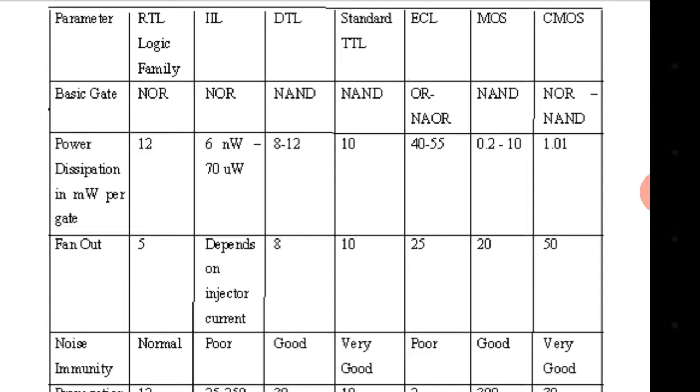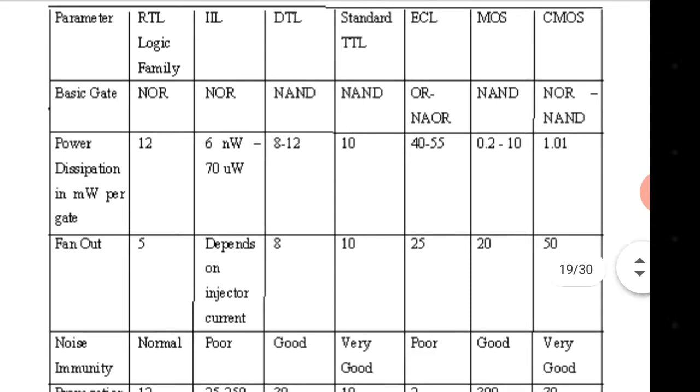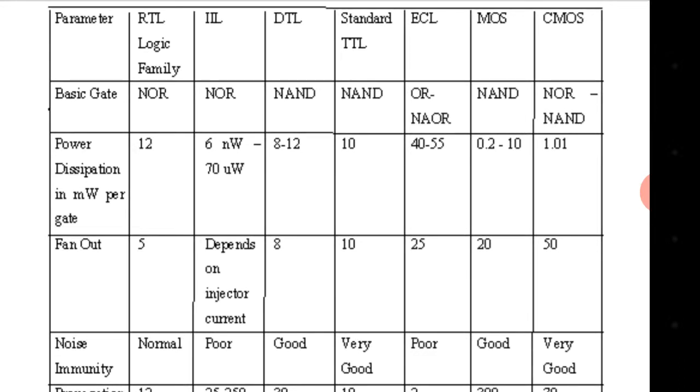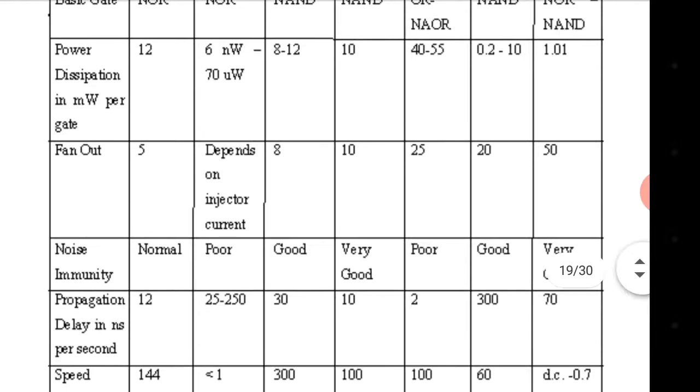Now observe, CMOS has the highest fan out, that is 50, right? And RTL has the minimum fan out. I square L depends on the injector current. Then for standard TTL the fan out is 10, that means a standard TTL gate is able to drive 10 other gates. For ECL it is 25.